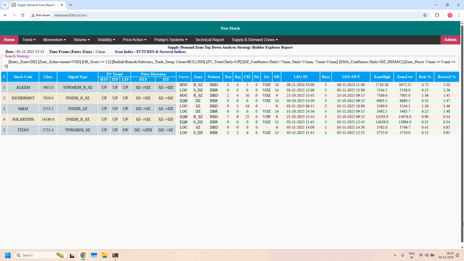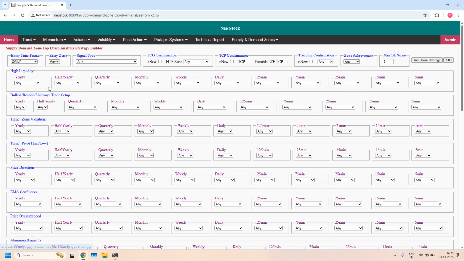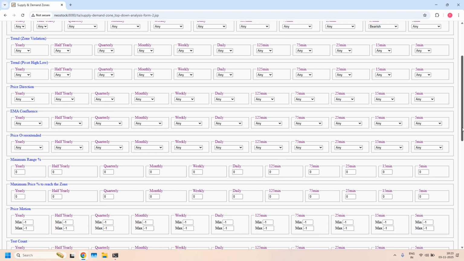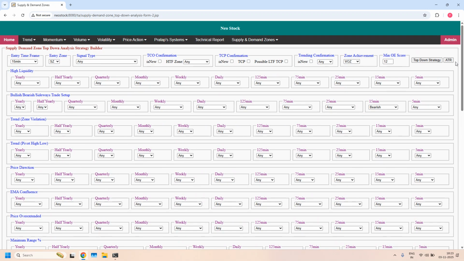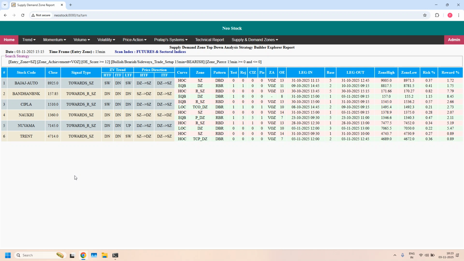So this is the bullish trade setup for daily income trade. Next, the bearish trade setup for daily income trade. Entry time frame zones are 15 minute supply zones. Bearish, zone achievement VOZ, minimum odd enhanced score 12, and the 15 minute supply zone should not be pierced. So in the pierced count parameter at 15 minutes time frame, minimum value 0, maximum value 0. With these filters, we got 6 stocks supporting the bearish trade setup for daily income trade.